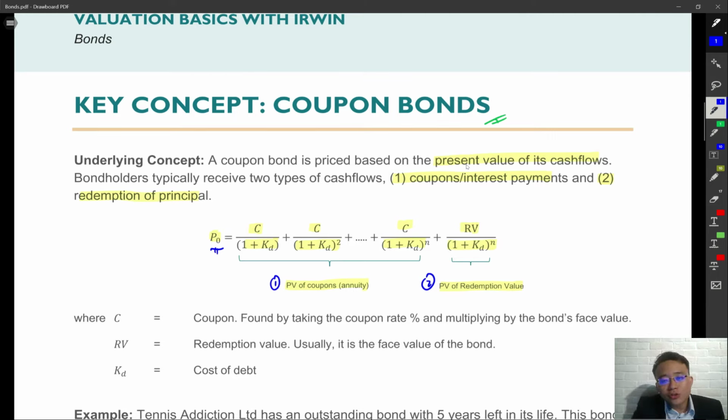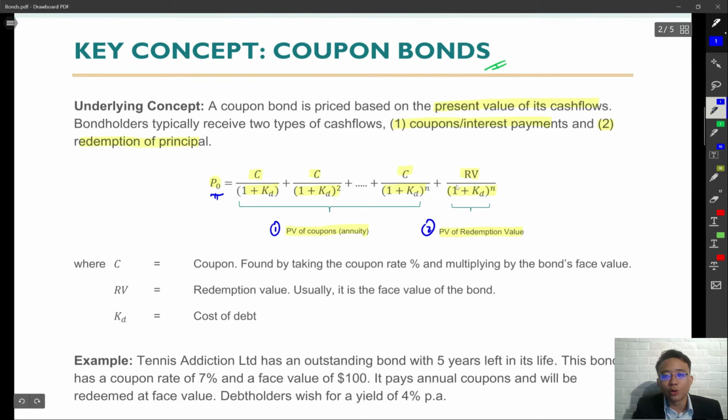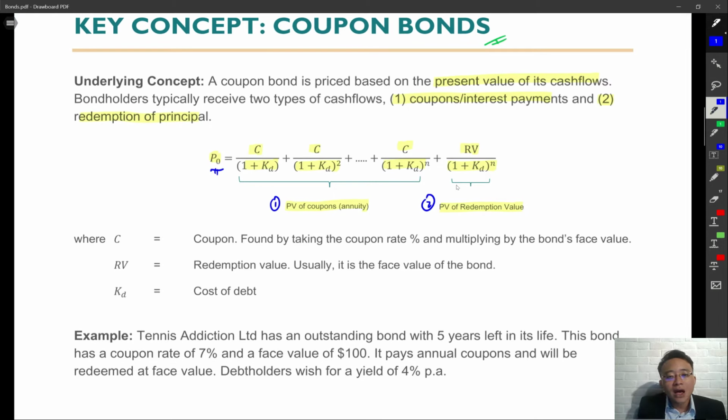Now, let's go through some jargon further before I go into a question. First, how do I find the coupon? The coupon is given by a coupon rate percentage. They might say a 10% coupon or an 8% coupon. Now that is the coupon rate percentage. You just have to take that rate and multiply it by the face value of the bond. Okay?